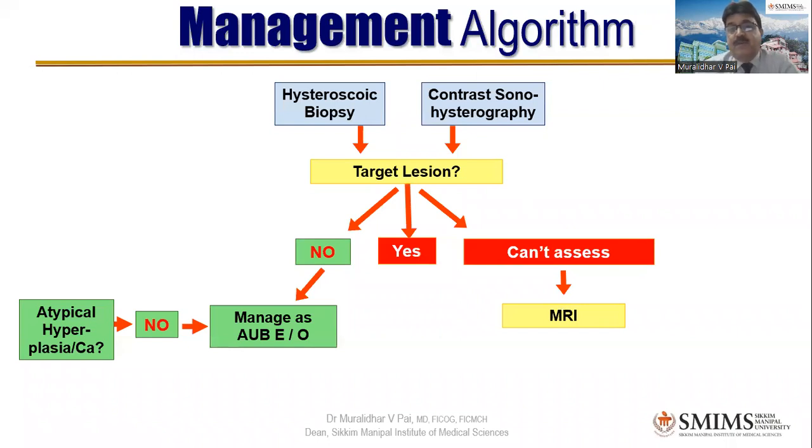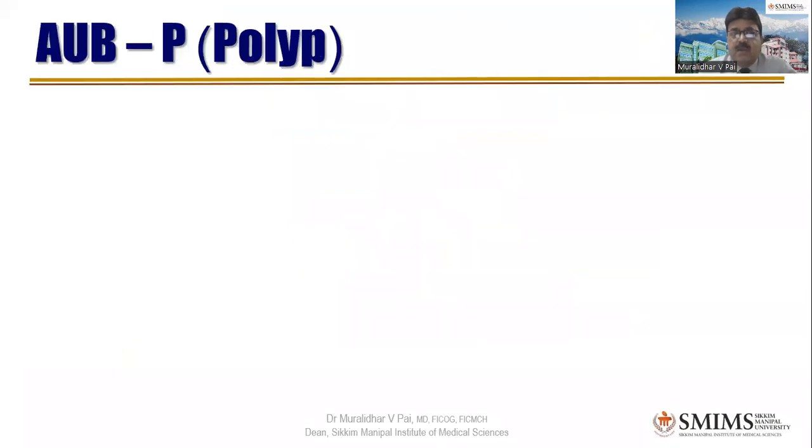Suppose the hysteroscopy or contrast sonography reveals the target lesion, then you must manage accordingly, either as, let's say, leiomyoma or a polyp or adenomyosis, as the case may be. So now I go one by one, PALM-COEIN. First of all, AUB-P, polyp.